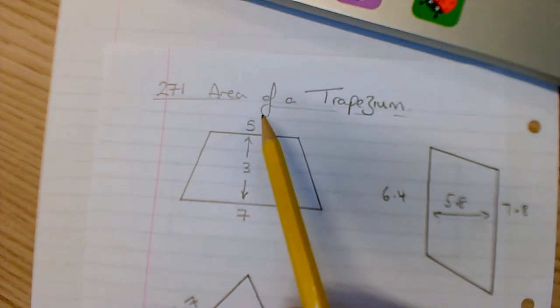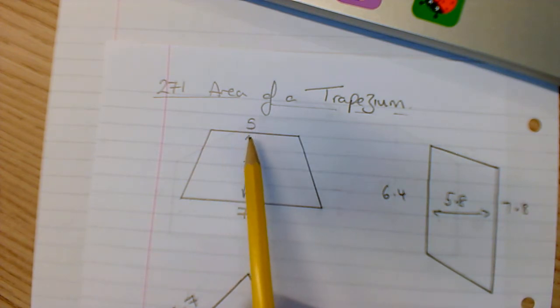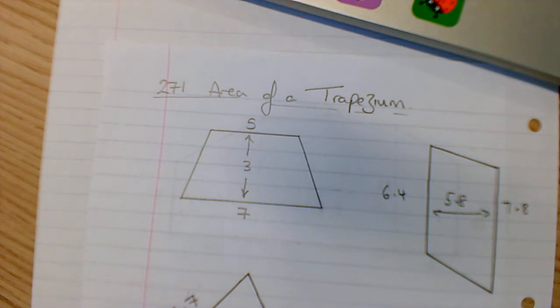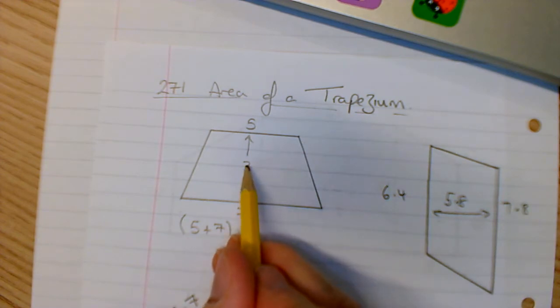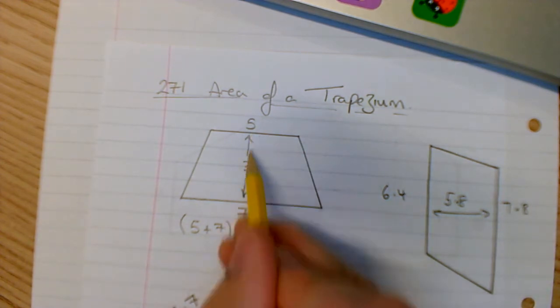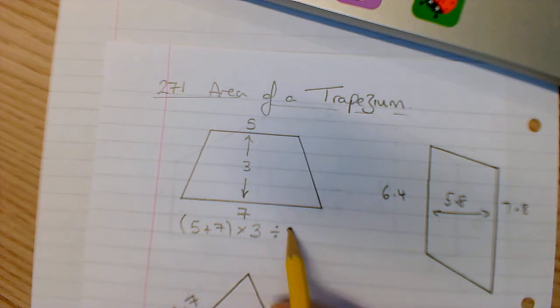So for this first one, the parallel sides are these two sides here. They normally have arrows indicating the parallel, but I don't think they have on MyMaths. I'll just have a look at the picture. No, there's no arrows, but these are clearly the parallel sides, these two. So we're going to add these two together in brackets. On my calculator, I'm going to do 5 plus 7 in brackets. I'm going to multiply it by this height, the distance between the two parallel sides, which is this 3, and then I'm going to finish by dividing by 2. Okay, so that's going to be the formula.